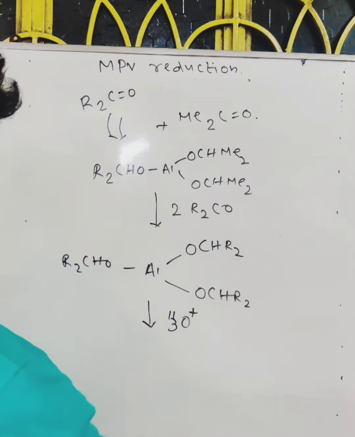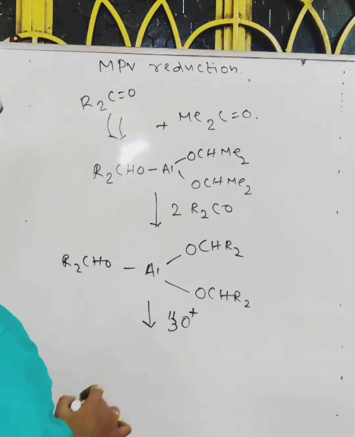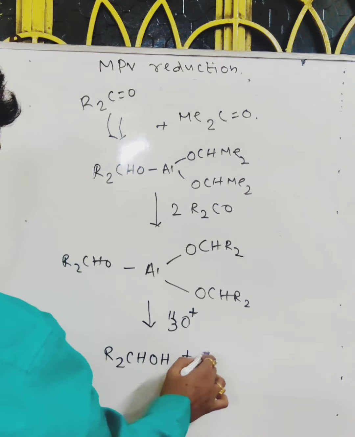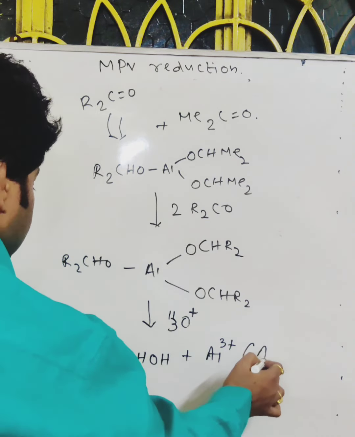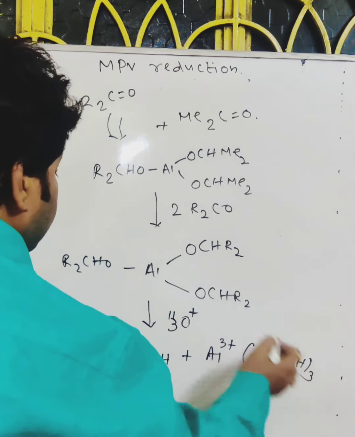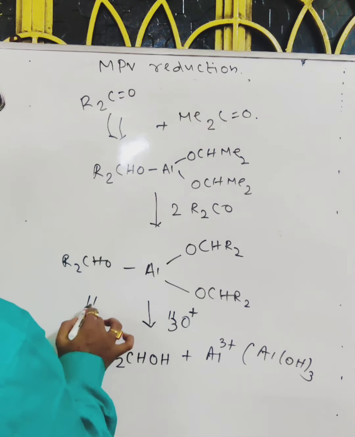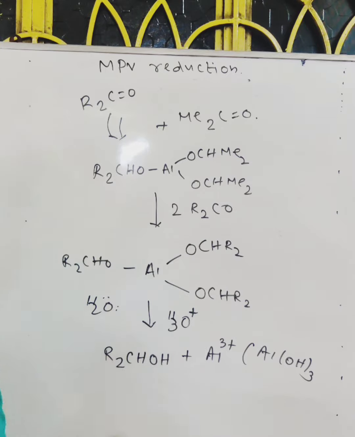However, I will give you a hint of it. So H3O+ will be converted to R2CHOH plus Al3+. As I told you, this is basically Al(OH)3. If you ask me how this is happening, very simple. This water's oxygen can also give the lone pair.